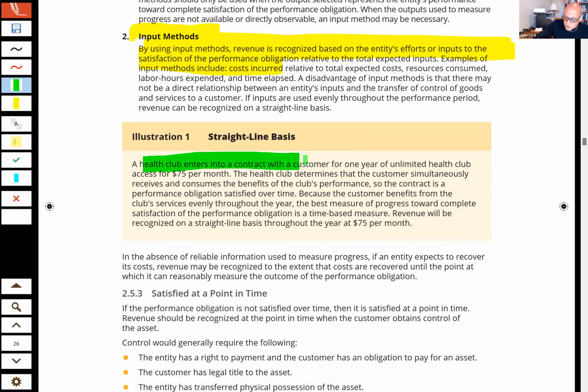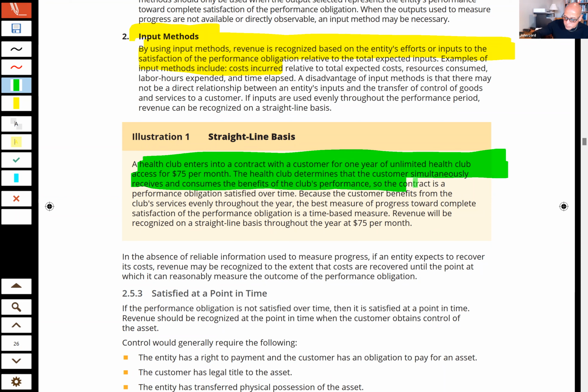A health club enters into a contract with the customer for 1 year of unlimited health club access for $75 per month. The health club determined that the customer simultaneously receives and consumes the benefits of the club's performance. So the contract is a performance obligation over time. And so we would take the revenue at what? $75 per month. So I don't find that particularly enlightening. Hello, you didn't need to graduate college. You didn't need 24 units of accounting to be able to answer that question. Okay, but let's go ahead.